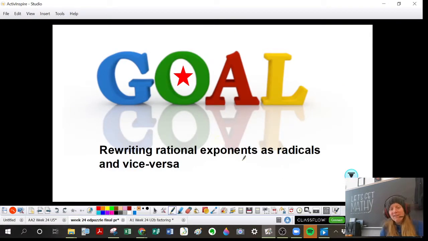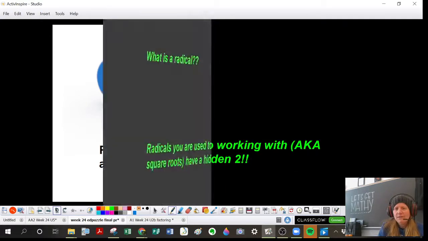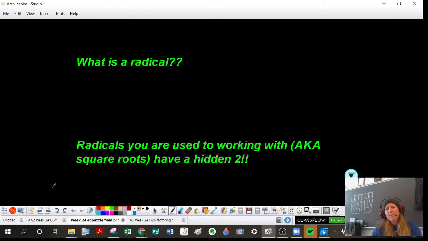Today we are going to be looking at how to rewrite rational exponents as radicals and then do that vice versa. So I understand that some of you might not really know the math term radical, but in reality you have actually been using radicals since probably middle school. Radical, you guys probably know as the square root symbol.